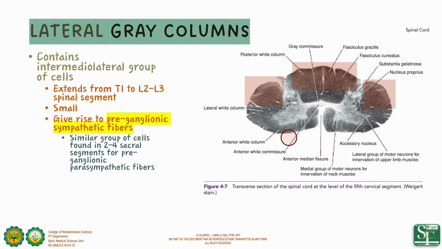Next is the lateral gray column. We said earlier, this is only present in the thoracic and the upper lumbar segments of the spinal cord. Now, the main function of the lateral gray column is in the autonomic nervous system. So, we'll go back to this when you get to the ANS, because this is where the preganglionic sympathetic fibers will arise from. I won't discuss this part too much because again, this is for the ANS.